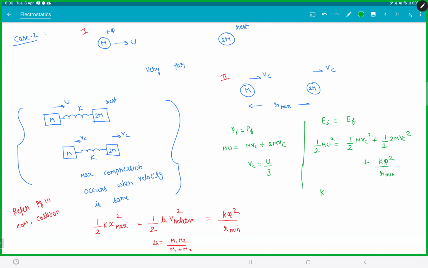There will be mu square by 1 by 3, 3 by 2, 3 by 2, 1 by 3, half minus 1 by 6, 3 minus 1, 2 by 6, mu square by 3. Therefore, R minimum is 3 kq square by mu square. Check.